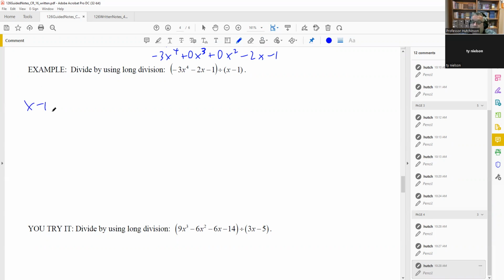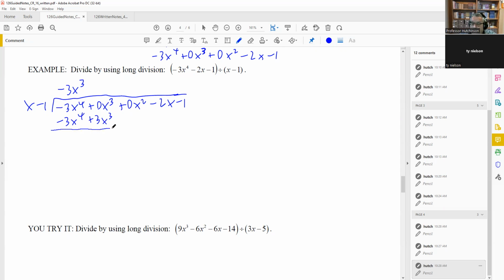So I want to put these in here with these place keepers. So when I write this inside the division bar, I got x plus 1 on the outside, and I have all this that we'll put on the inside here. So we put these 0 place keepers in there, just like that. And now we're ready to go through the long division steps. Negative 3x to the 4th divided by x is negative 3x cubed. Multiply this by both things on the outside, we get negative 3x to the 4th plus 3x cubed. And we just need to subtract these.